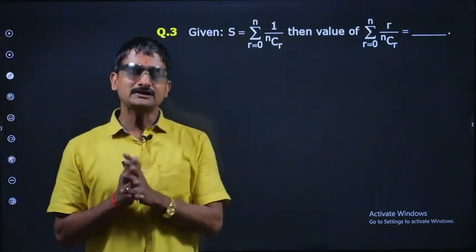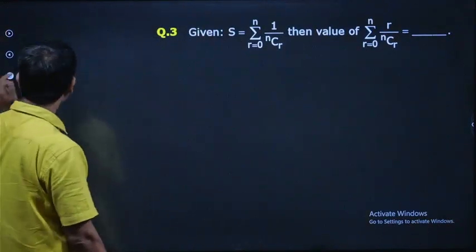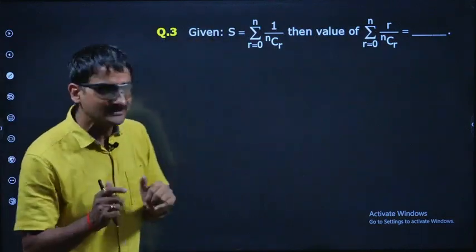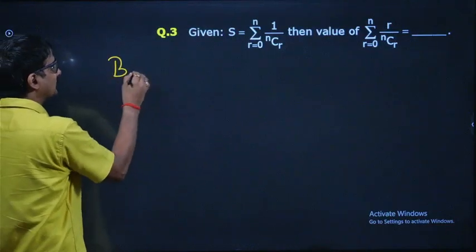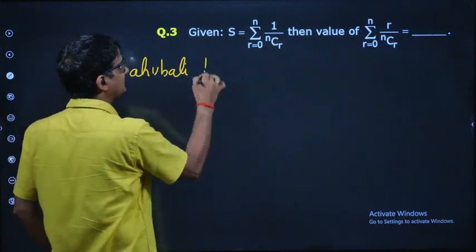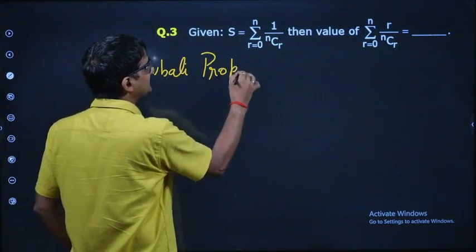So now moving to the next question of binomial here, bachcho. That's the question which you would have got today. See, the importance of this question is what I call the Bahubali property. Now that's a very common and a very important property in definite integral.